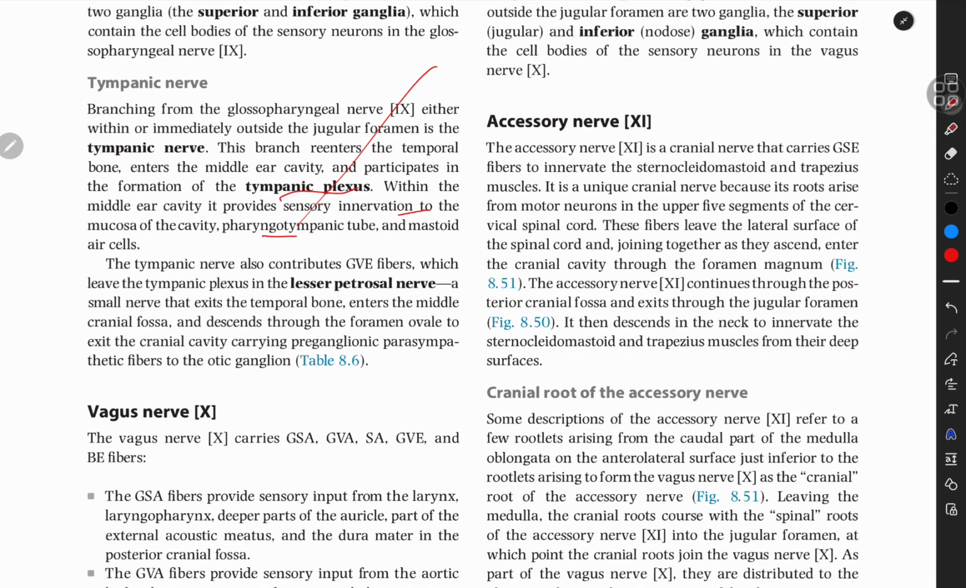Tympanic nerve also contributes general visceral efferent fibers which leave the tympanic plexus in the lesser petrosal nerve, a small nerve that exits the temporal bone, enters the middle cranial fossa, and descends through the foramen ovale to exit the cranial cavity carrying preganglionic parasympathetic fibers to the otic ganglion. Foramen ovale. Lesser petrosal nerve.